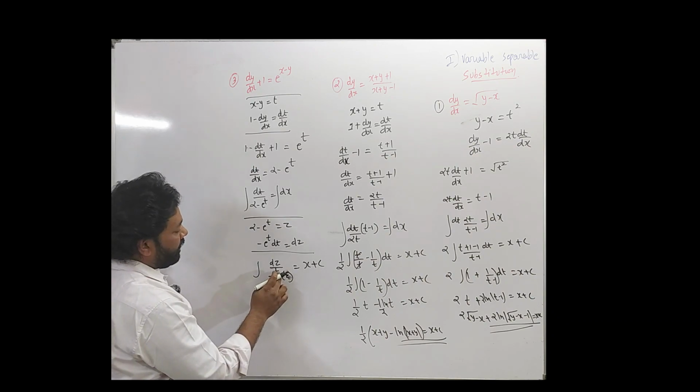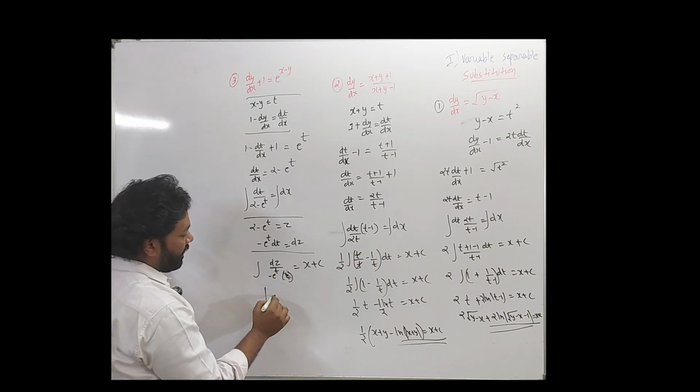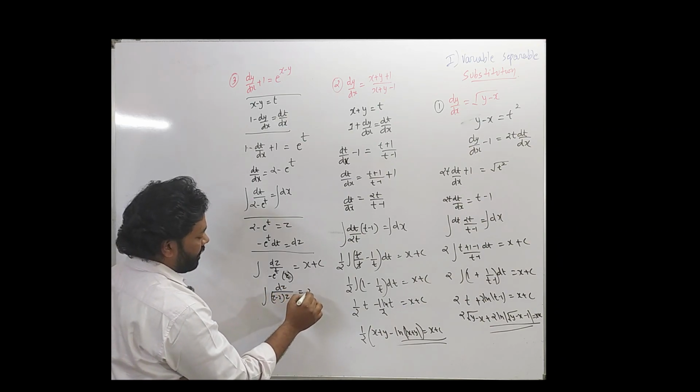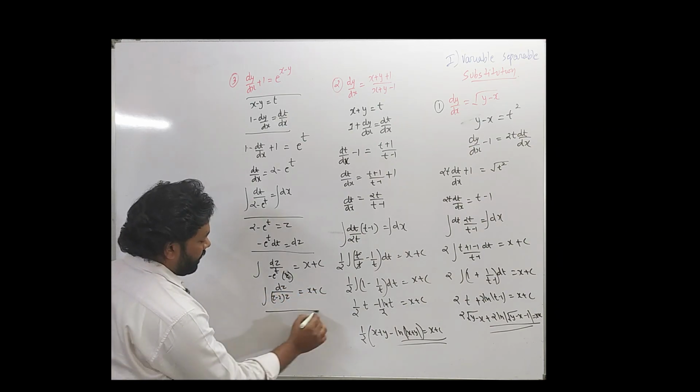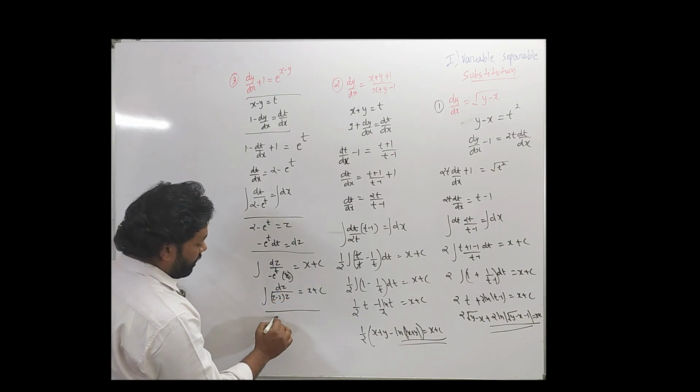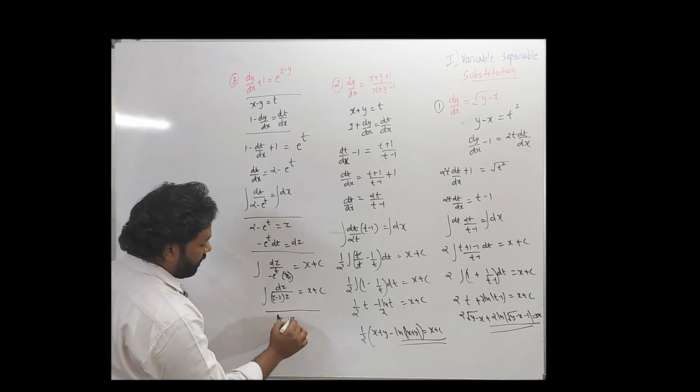Here e to the power t can be written as z minus 2. So z minus 2 into z dz is equals to x plus c. This can be solved using method of partial fractions. So we'll use partial fraction.